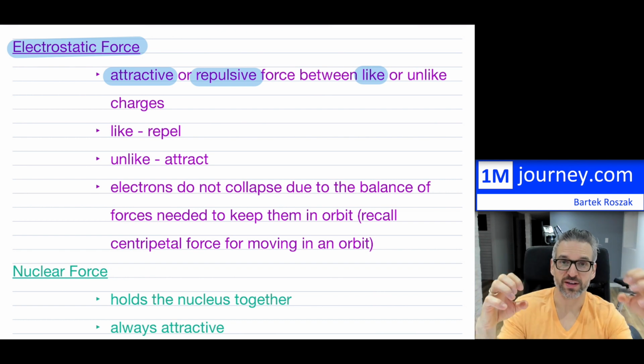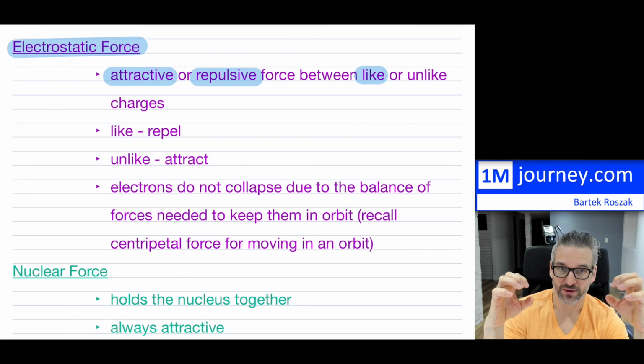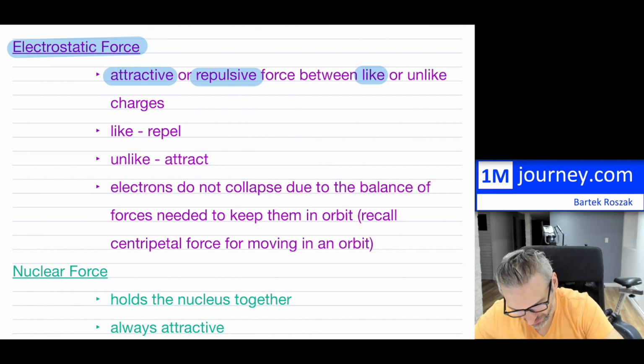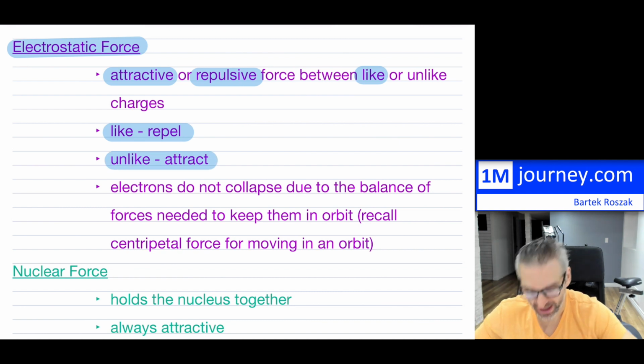Within those, if they are alike, if you have two electrons, then they're going to be repelling. And if they're unlike charges, they like to attract. And these forces do exist. So this is what we have: like charges will repel and unlike charges will attract.